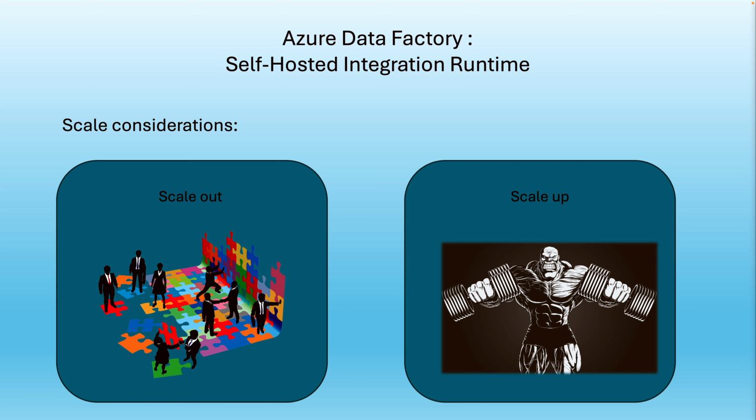When the processor and available RAM aren't well utilized, but the execution of the concurrent jobs reaches a node's limits, scale up by increasing the number of concurrent jobs that a node can run. You might also want to scale up when activities time out because the self-hosted integration runtime is overloaded.